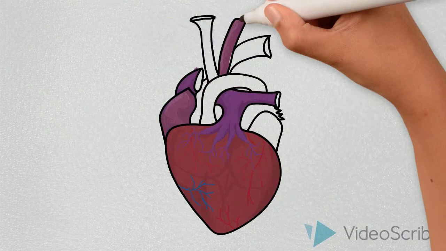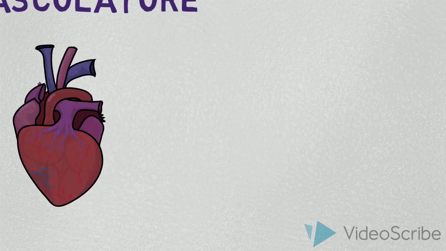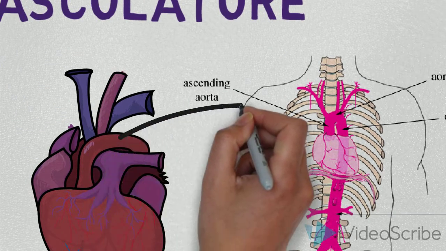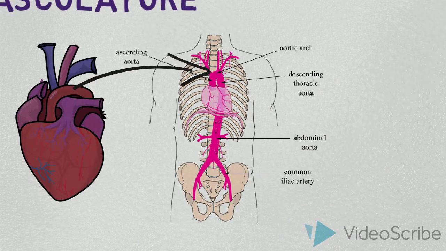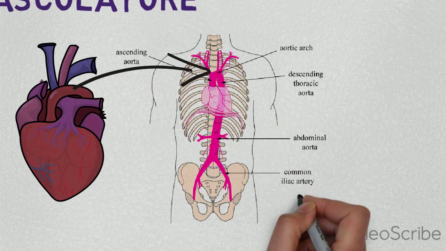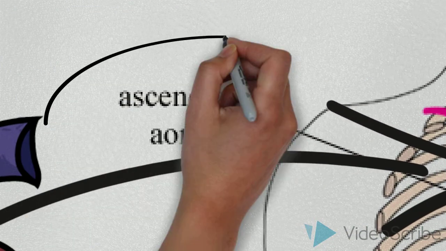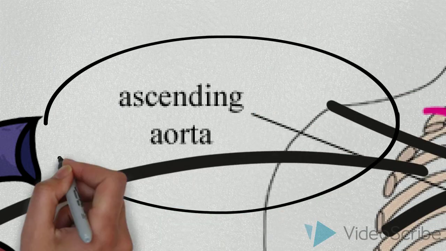The heart's muscular pumping chamber, the left ventricle, marks the beginning of the aorta. The aorta is the largest artery in the human body. It is divided into 4 sections: ascending aorta, aortic arch, descending thoracic aorta, and abdominal aorta. The ascending aorta supplies oxygenated blood to the heart through the coronary arteries.